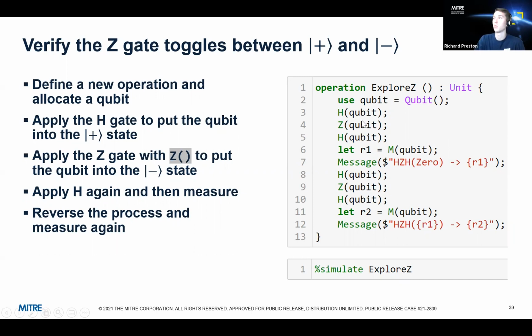We're doing this because the only way we can actually measure it is if it's a 0, 1. We can't measure whether it's a plus or a minus. So the way we can determine whether it's a plus or minus is by using these H gates to kind of translate it from phase to, like, amplitude, I guess.